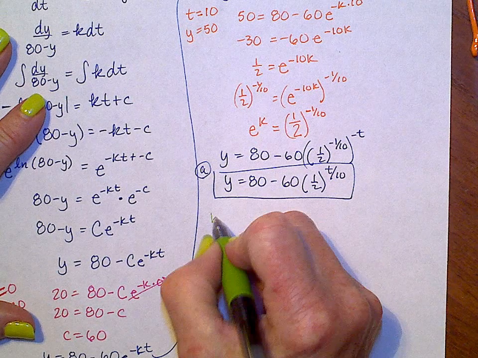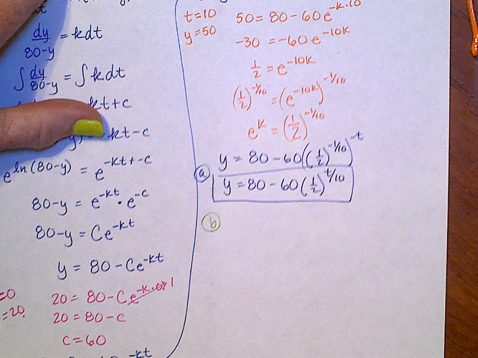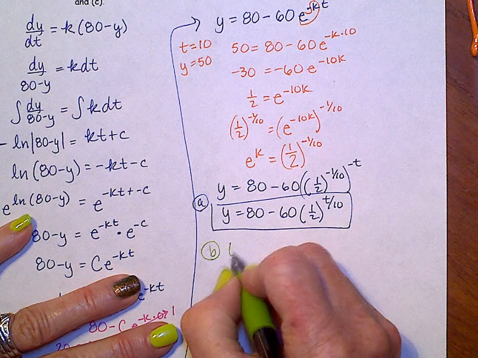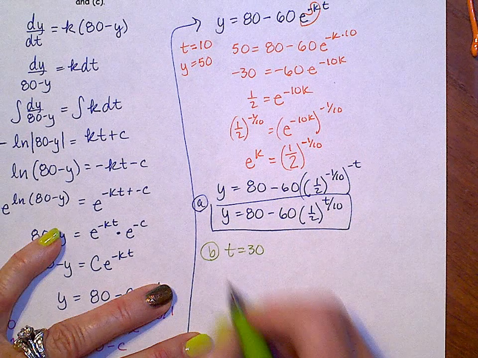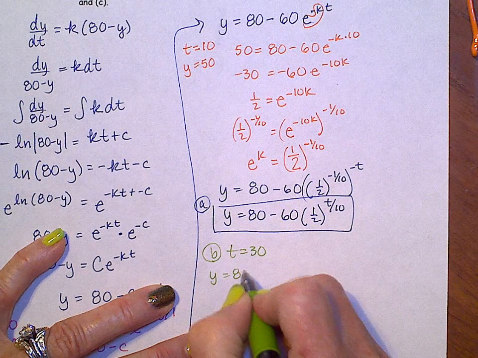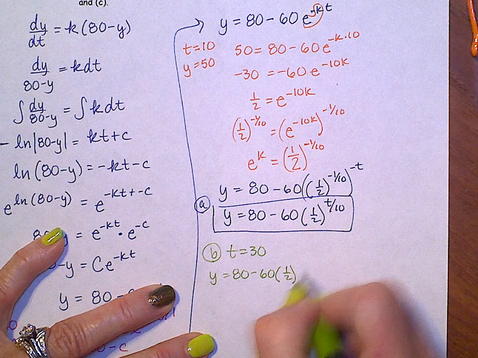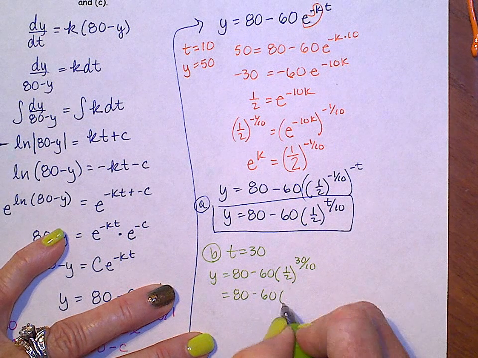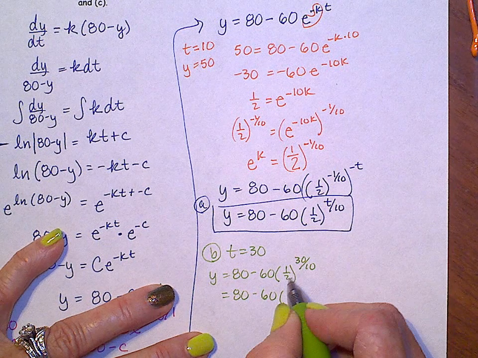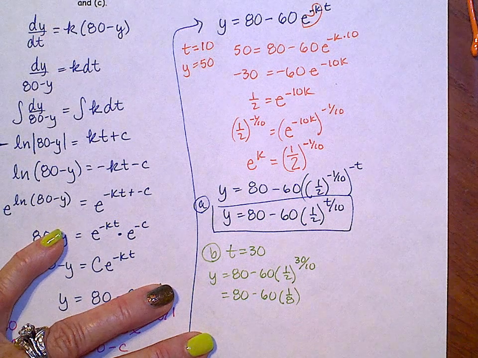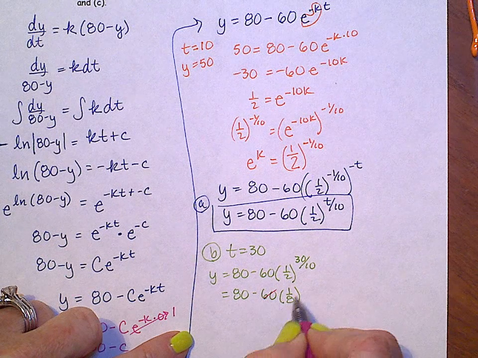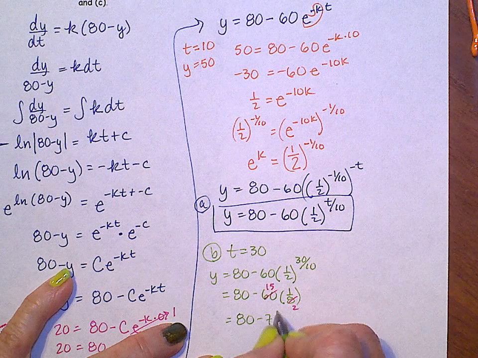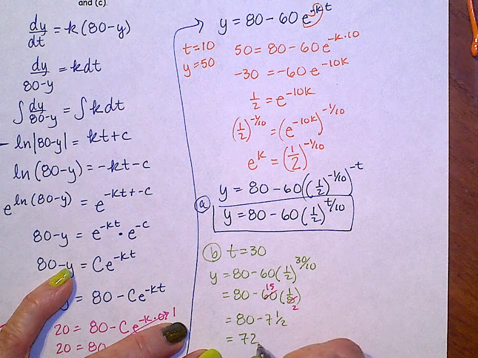Part B. How many units per day can this employee be expected to produce after 30 days? So at time 30, we'll just plug in y is 80 minus 60 times half to the 30 over 10. 30 over 10 is 3, half to the third is 1/8. And we can simplify here, divide out by a 4. And we have 80 minus 7.5, or 72.5 units.